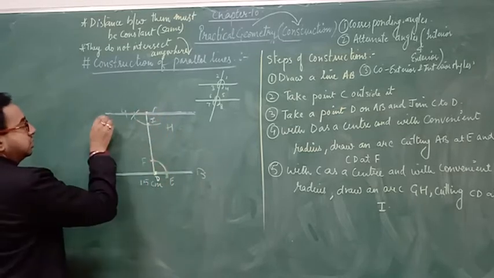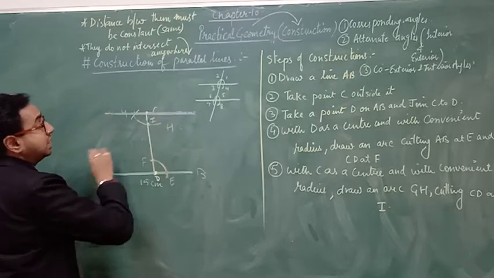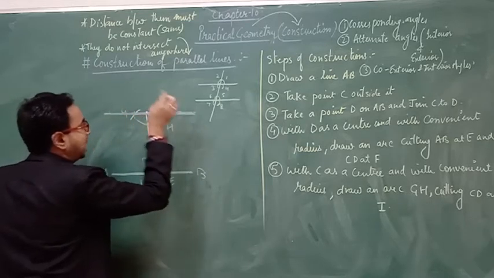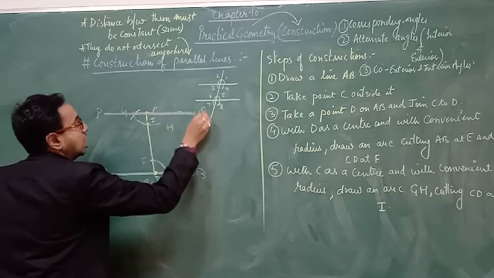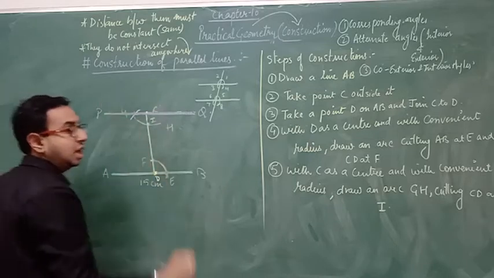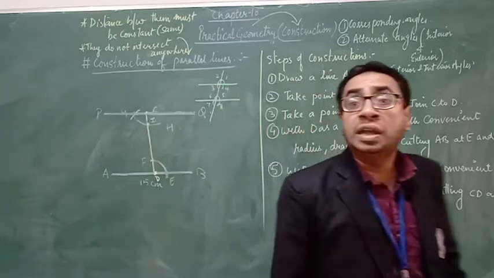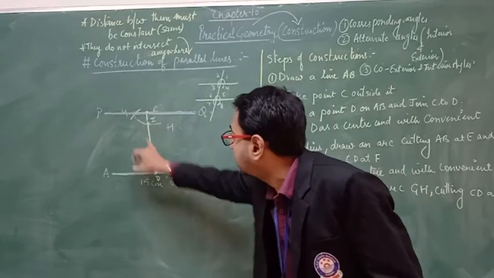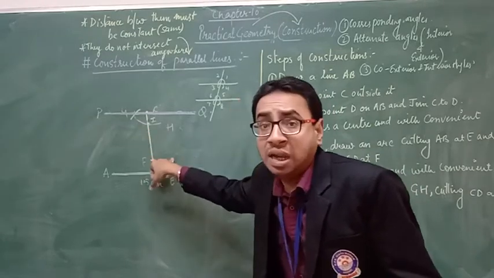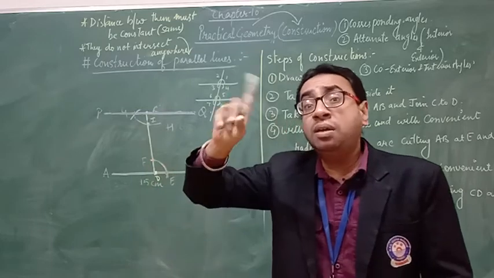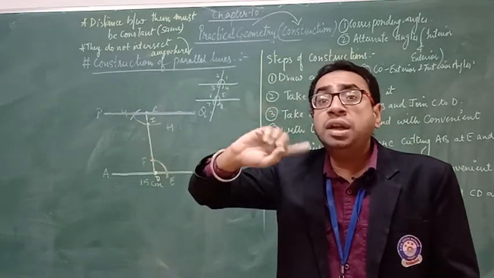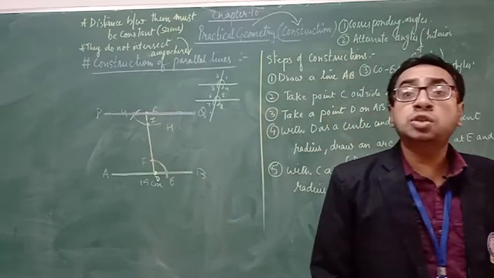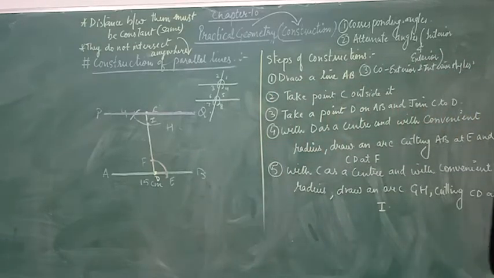Clear? So this was the line, and with this particular arc we got a line parallel to AB called PQ. Are we clear? And our construction is ready. Why is our construction ready? Because by this we make these two angles equal, and these two angles are alternate interior angles. When alternate interior angles are equal, two lines are said to be parallel. Hence these two lines are parallel to each other.